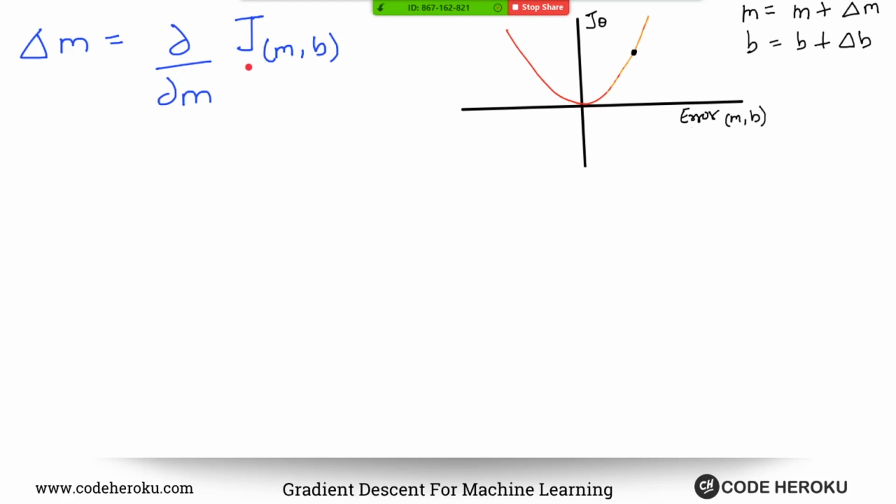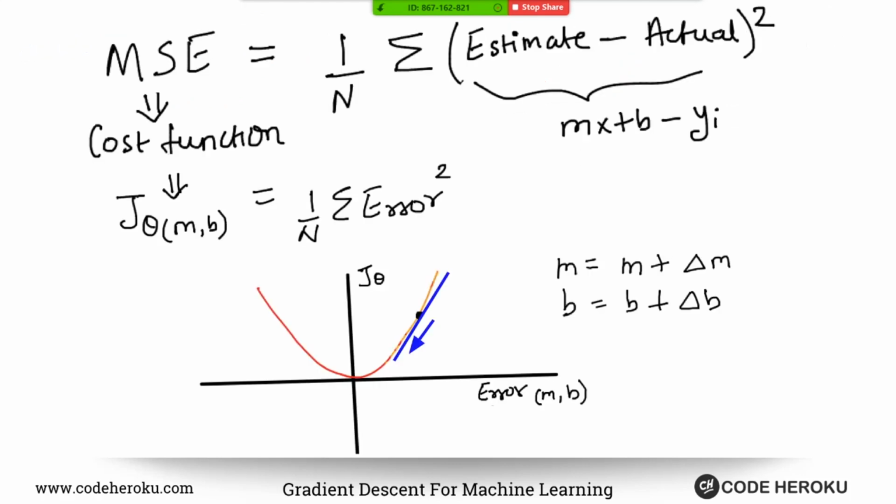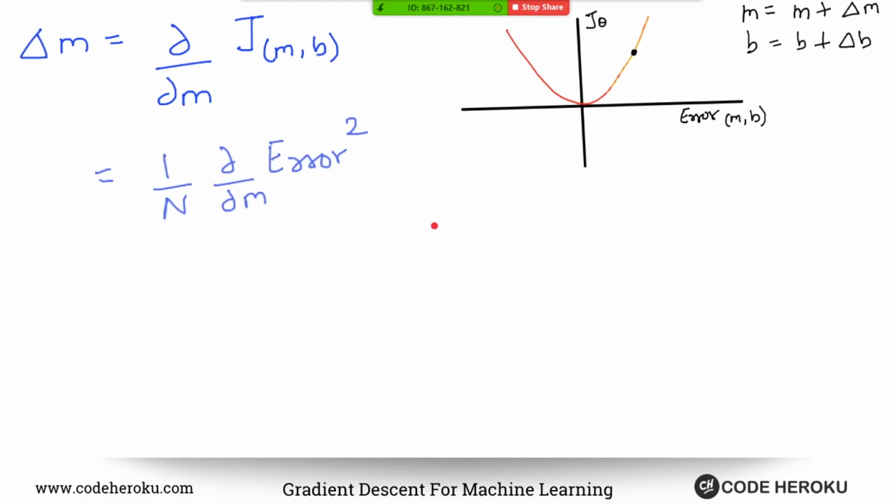And we'll go in the opposite direction of that slope. So let's do a partial derivative of this function J with respect to m. Do we know what the value of J is? Yes, we know it, right? From here we know what J is. J is 1 by n summation error square, right? So let's plug that in over here.